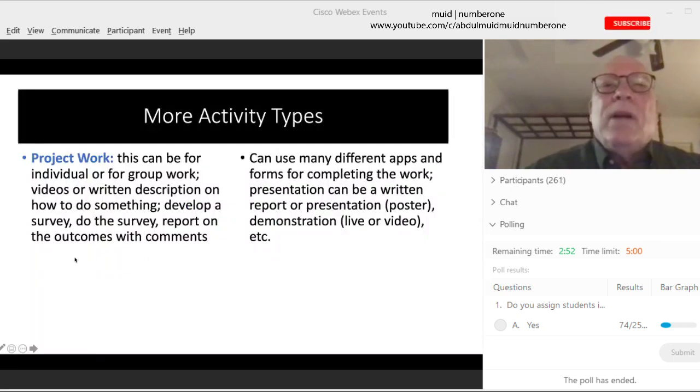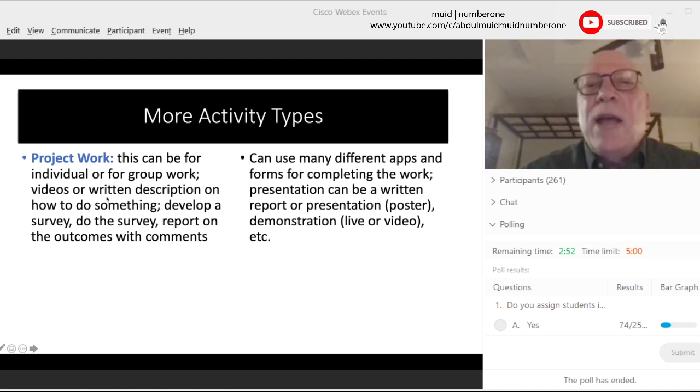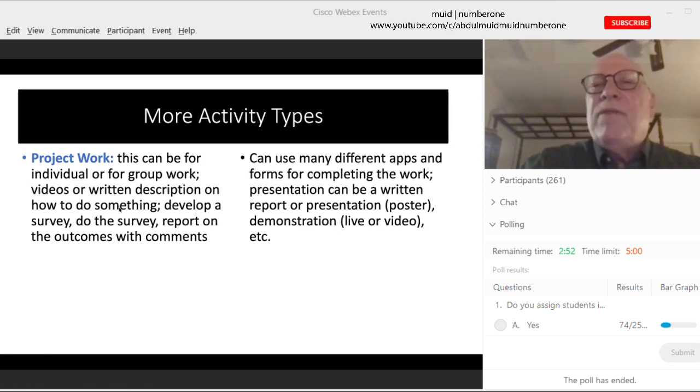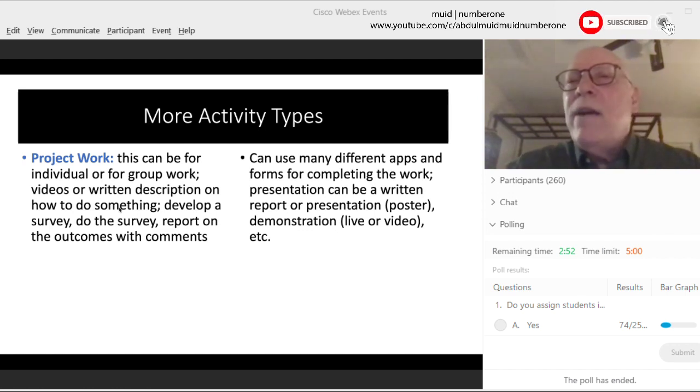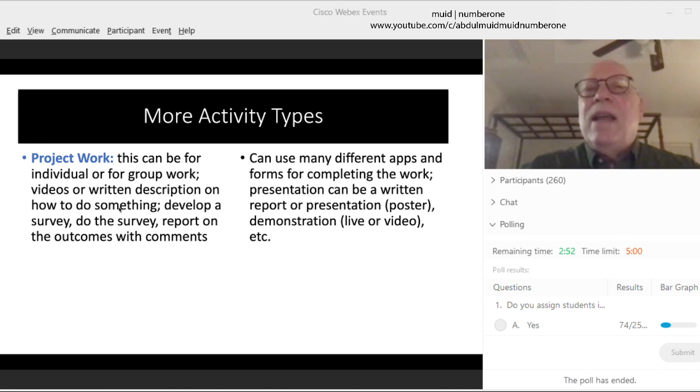So, project work. This can be done for individual or group work. You can have videos, you can have written descriptions on how to do something. You can develop a survey, have them do the survey, report on the outcomes with comments. For example, have them write up a survey and then survey their family, survey their friends. The surveys can be given online through SurveyMonkey. They can get lots of people, come back, report on the outcomes, and make a comment or conclusion.